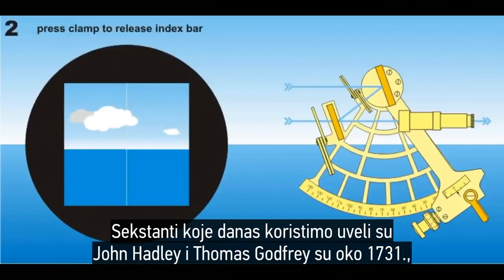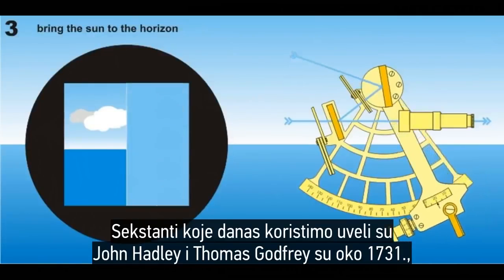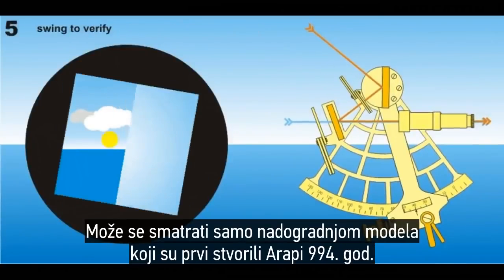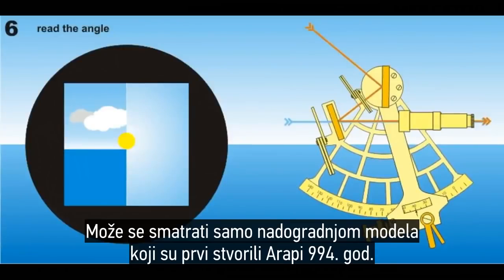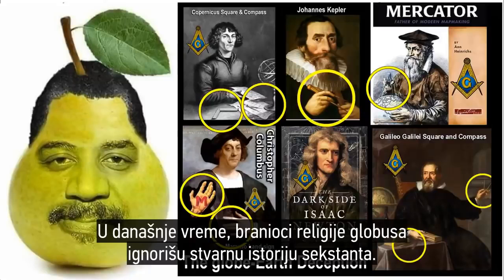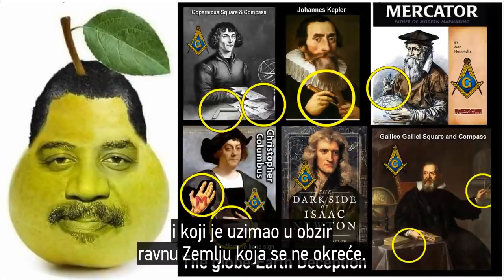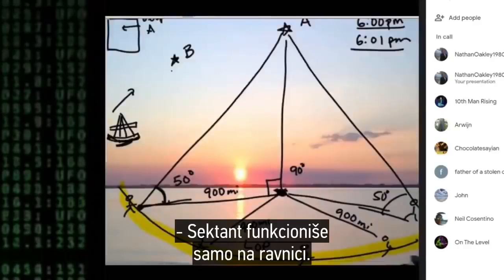Sextants used today were implemented around 1731 by John Hadley and Thomas Godfrey, but it was also found later in the unpublished writings of Isaac Newton. It can be considered just an upgrade of the model first created by the Arabs in 994 AD. Nowadays, adepts of the ball earth religion ignore the real history of the sextant. John Hadley created the modern sextant in 1731, which was based on the one that had been used for 737 years, which considered a flat, non-rotating earth. Sextant could only work on a flat plane.